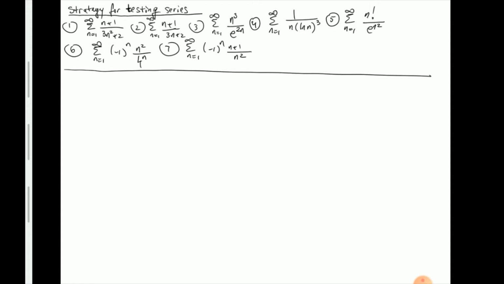I should point out that obviously the sky's the limit in terms of how many types of series you can come up with. And sometimes you can use more than one test to prove or to check for the convergence.